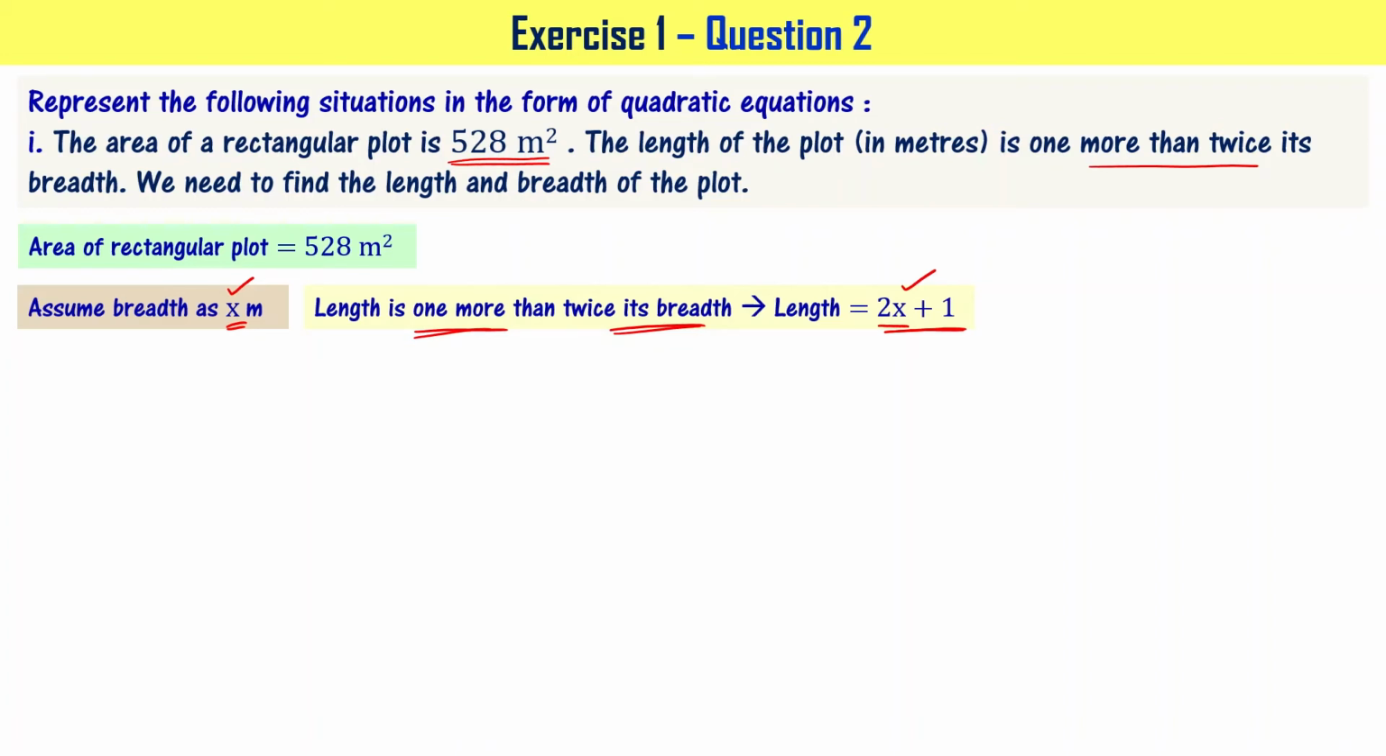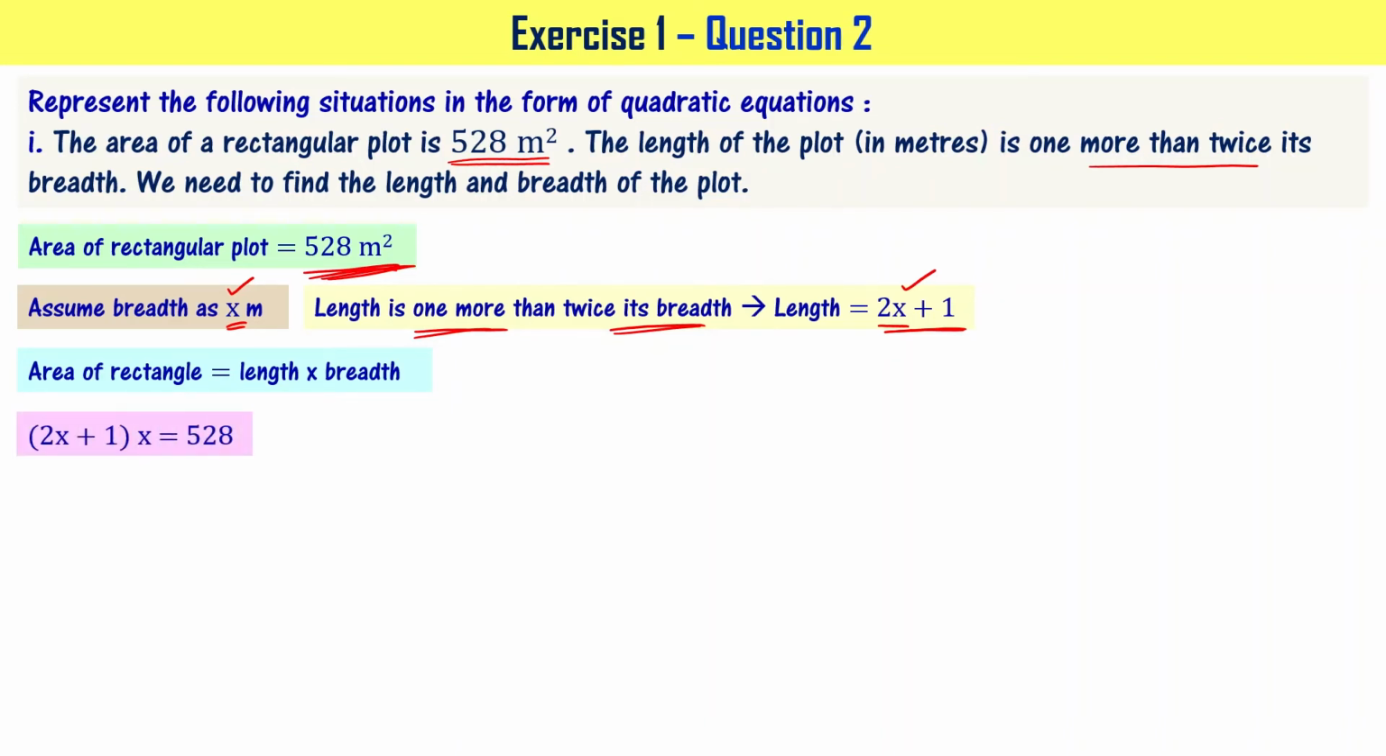And we know area of rectangle is given, that is 528 meters square, right? Area of rectangle is defined as length times breadth. In this particular case, it is given as 528 meters square. Now we know length, that is 2x plus 1, and breadth, that is x. So let's take their product, that is 2x plus 1 times x, that is equal to 528. This is the equation. Now we want to see this equation in the form of ax square plus bx plus c equal to 0, right?